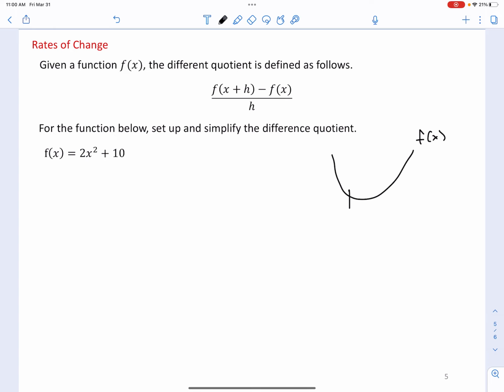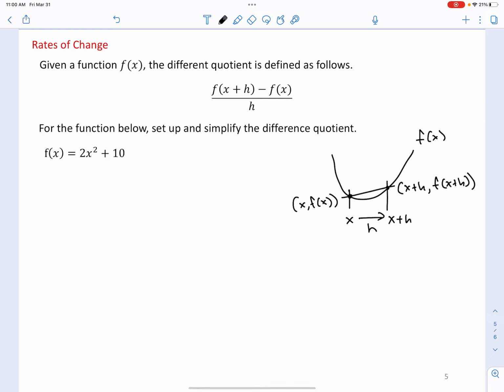The first one we're going to just call x, and then we're going to go to the right h units, kind of like we did before, or to the left, depending if h is positive or negative, but in our image, we'll draw it to the right, so h being positive. We'll go to the right h and get to a new x position called x plus h. Then the first point would be x comma f of x, and the second point would be x plus h comma f of x plus h.